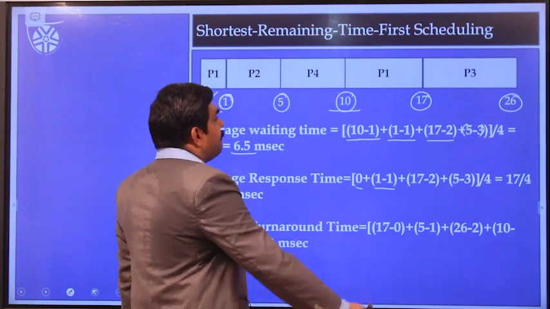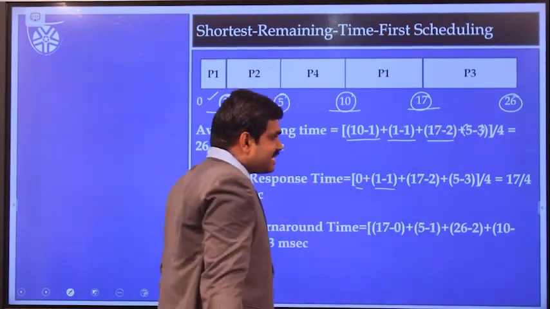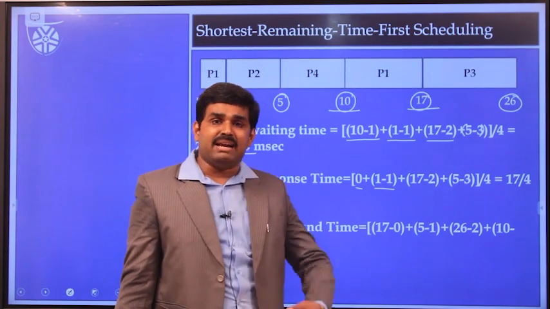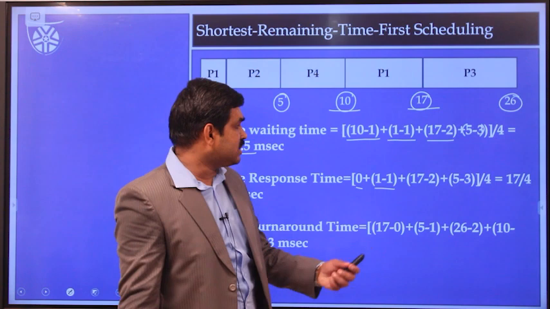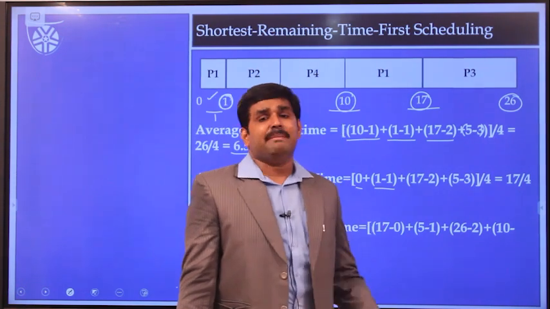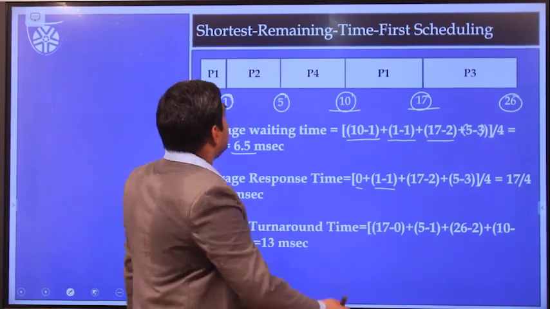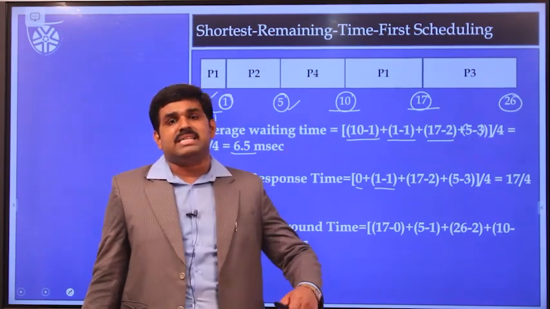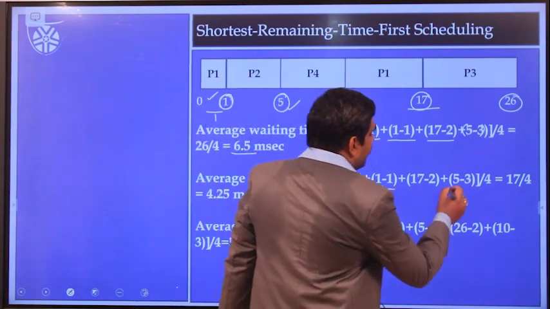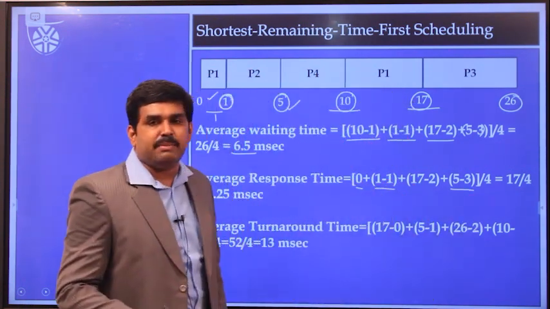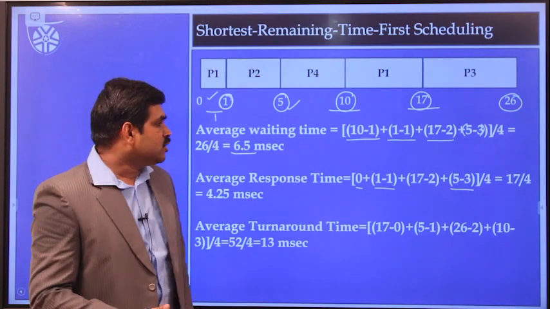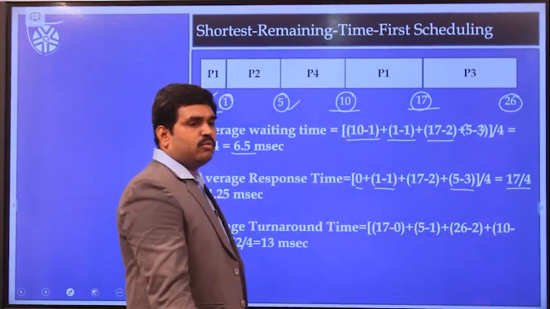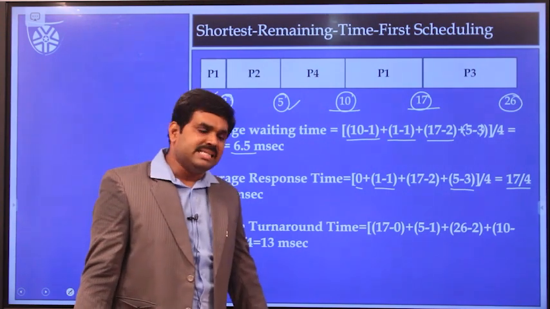Thereafter, what about P3? P3 got first response after 17 seconds, right? 17 minus 2. Why have I written 2? Because it has arrived into the main memory after 2 seconds of time. So 17 minus 2. Coming to process P4, P4 got CPU after 5 seconds of time, but it has entered into the memory only after 3 seconds. So the response time is 5 minus 3 seconds, meaning it has waited for 2 seconds only. So overall, the average response time is 17 by 4, which is equivalent to 4.25 milliseconds.